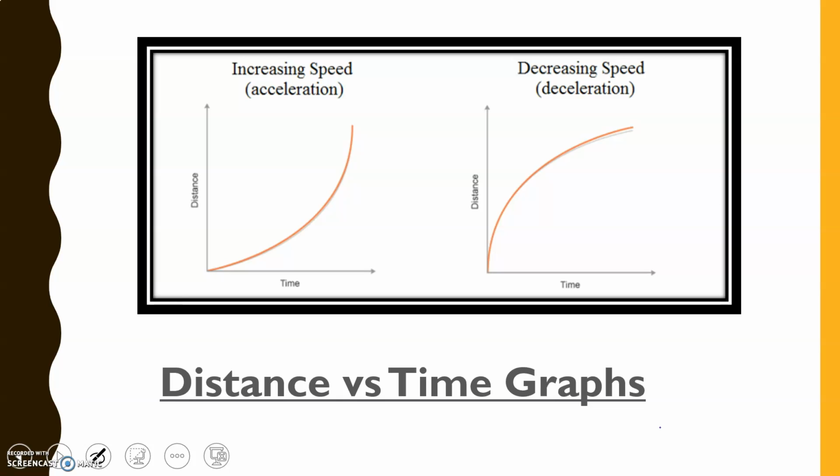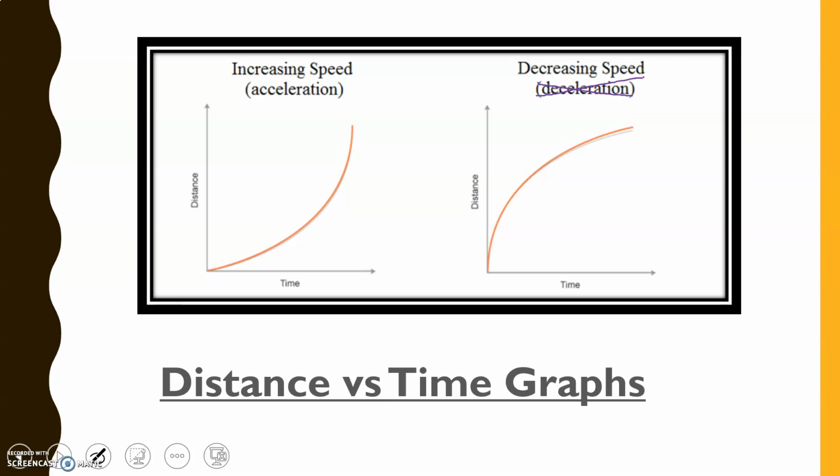All right, so just a quick review, distance versus time graphs. Increasing speed is acceleration, decreasing speed is acceleration. We don't really use deceleration. It's either positive acceleration or it's negative acceleration.